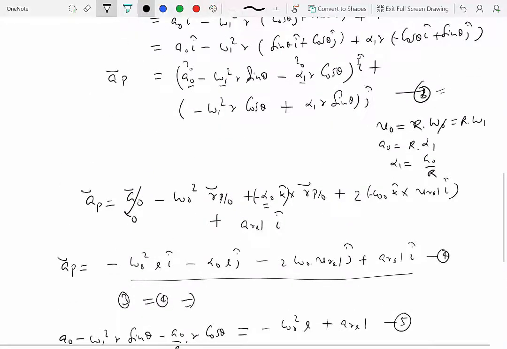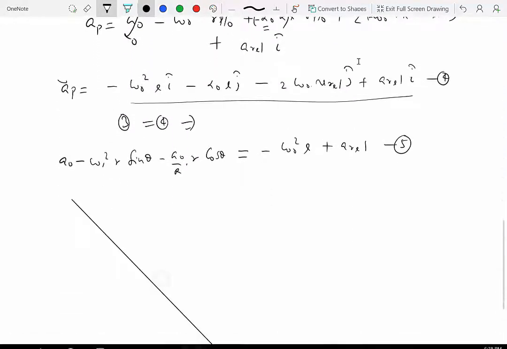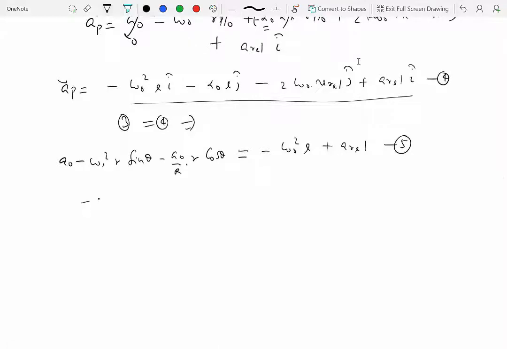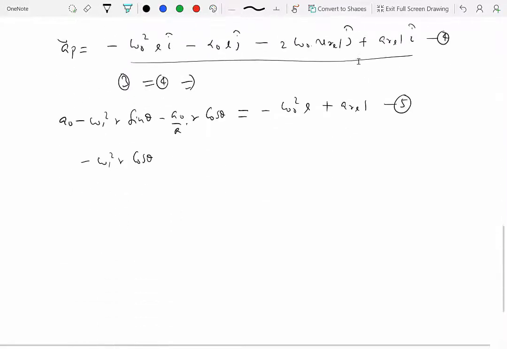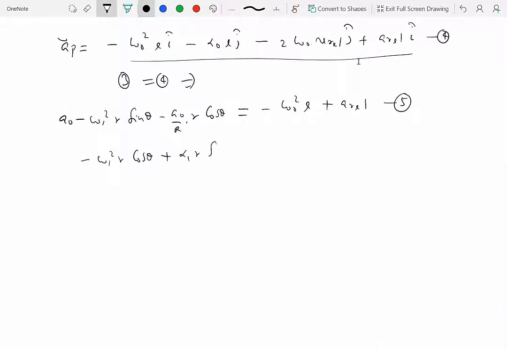The j hat term in 3 is minus omega 1 squared r cosine theta plus alpha 1 r sine theta, equal to, now the j hat term in equation 4, which is minus alpha 0 L, and then one more term. That, let's say, is equation 6.